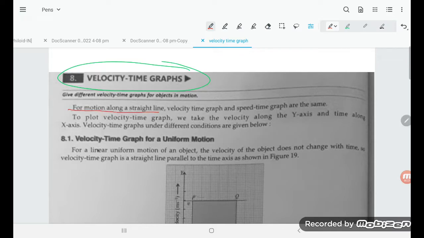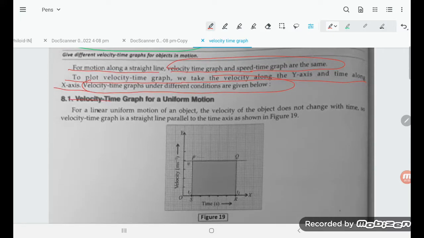For motion along a straight line, velocity time graph and speed time graph are the same. So if it is a straight line, whether it is the velocity time graph or the speed time graph, both are the same. Now, to plot a velocity time graph, we take the velocity along the y-axis and time along the x-axis. Velocity time graph under different conditions: velocity time graph for uniform motion.